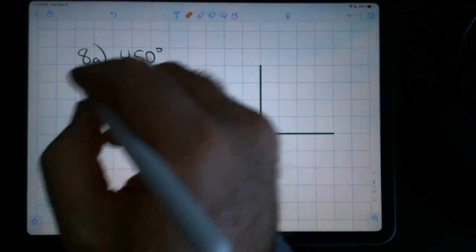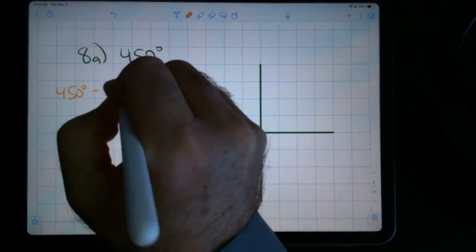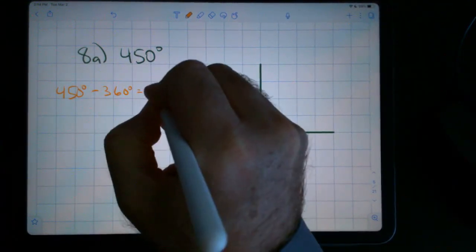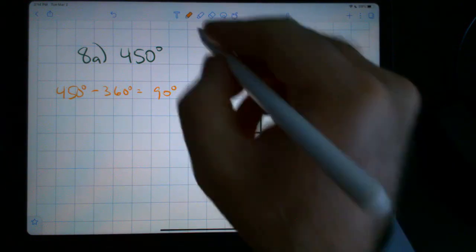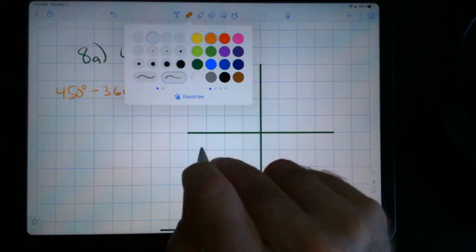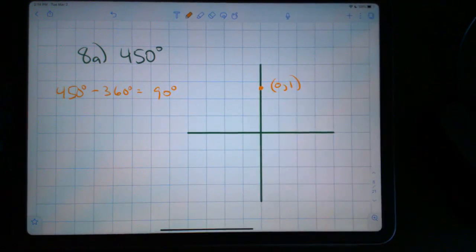450. So let's get this into a smaller number. So we take 450, we can add or subtract 360 degrees. Okay, that gives us 90 degrees. That puts us right here where we have 0, 1.